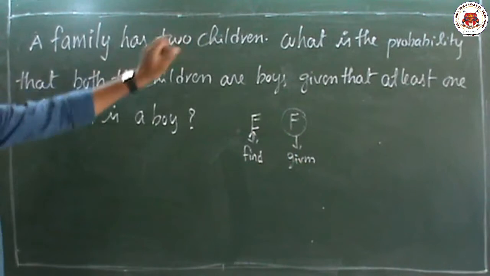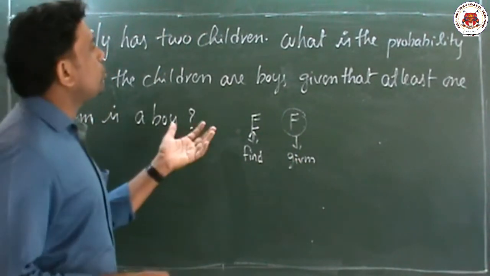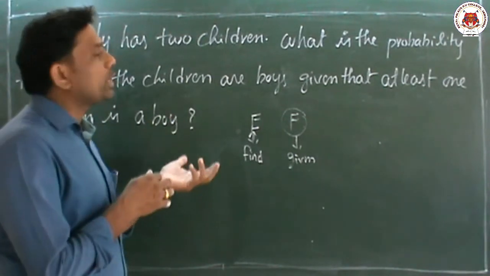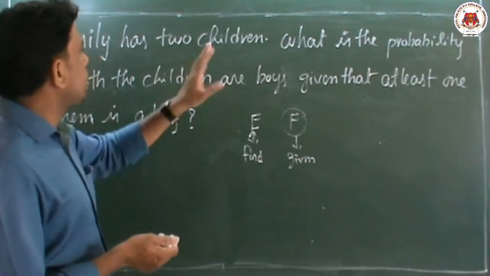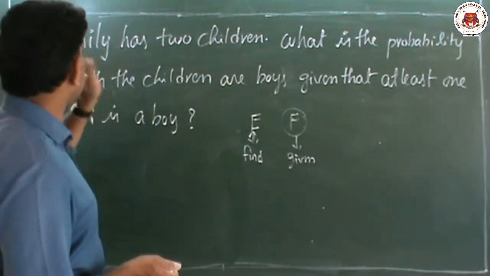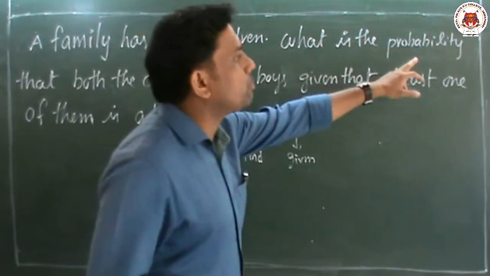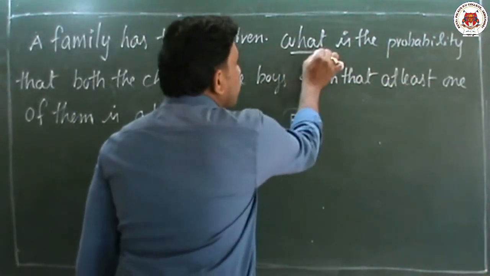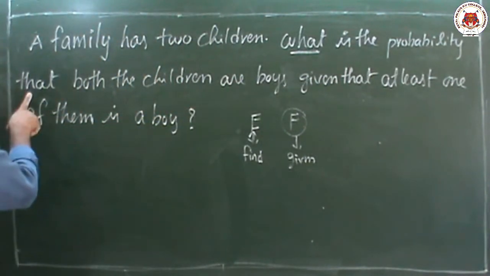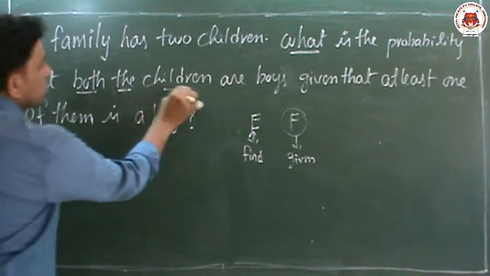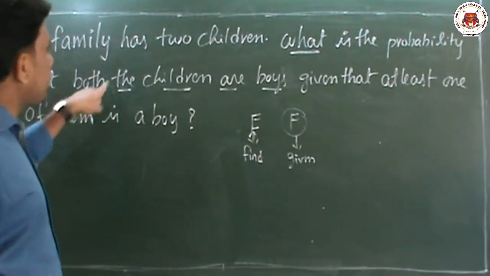A family has two children. One family is there, and they have two children. But we don't know whether both are boys, or both are girls, or one boy and one girl. He has not mentioned anything clearly. He said that a family has two children. Okay. What is the probability that both the children are boys? That is the question.